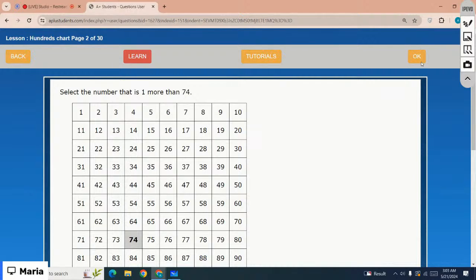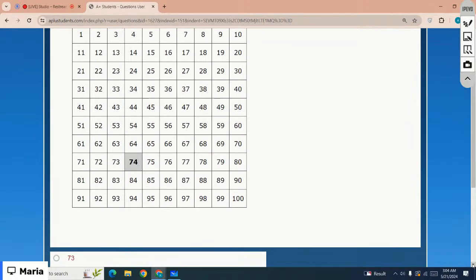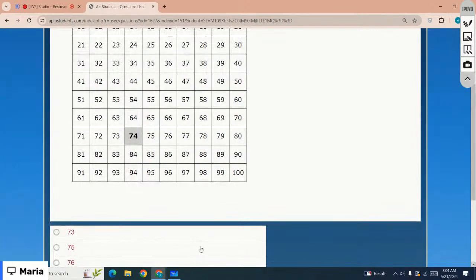Select the number that is 1 more than 74. So which is the correct option? 1 more than 74 means you need to move 1 right. Here is 74. When you move 1 right, that would be 75. The correct option is 75.